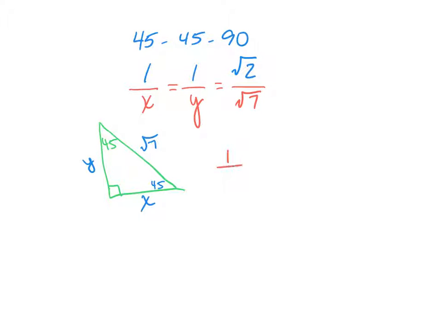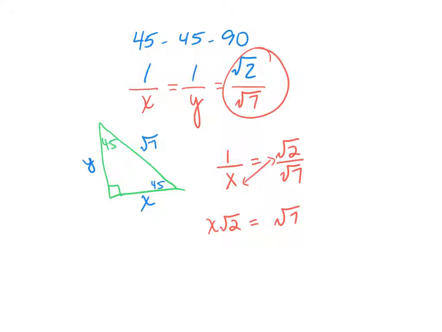We're going to say 1 over x equals root 2 over root 7. Because that's the full fraction. You have to use that full fraction. You can't use the x and the y. You'll have two unknowns. We cross multiply, and we get x root 2 equals root 7.